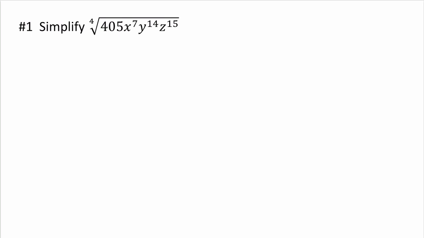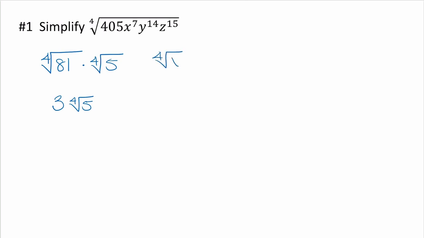So if you use the chart that's linked in the notes, you'll find that we can rewrite this as the fourth root of 81 times the fourth root of 5, because 81 times 5 equals 405. And then what we can do here is simplify the fourth root of 81, and that's going to be 3. So we have 3 times the fourth root of 5. So now we've simplified the numerical part. Now let's work on the variables.